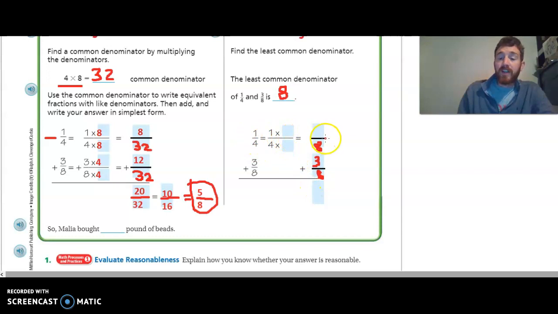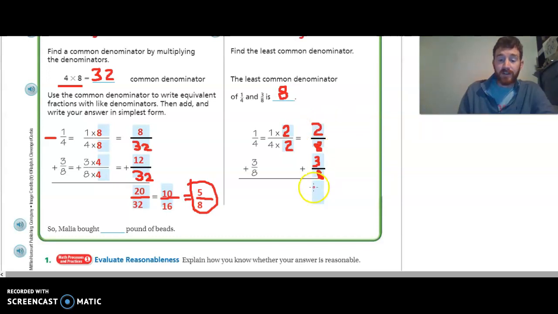1/4, we have to get to eighths, and how would we get from 4 to 8? We would multiply by 2. Okay, so now I'm going to make an equivalent fraction for 1/4 that's multiplied by 2 to make it eighths. 1 times 2 would make 2/8. And now I'm ready to add these up.